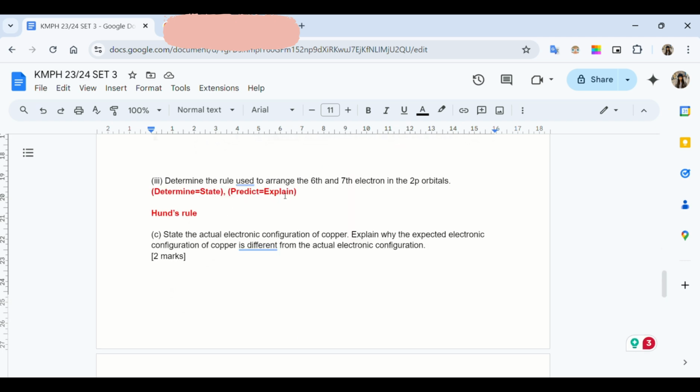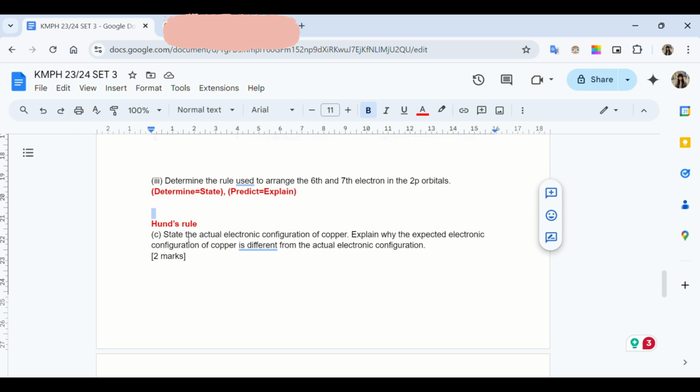For the rule used to arrange the 6th and 7th electron in the 2p orbitals, please take note the question here is write determine, and for determine it means state, so you can only proceed to write the answer and not explain. Proceed to the C part of this question.